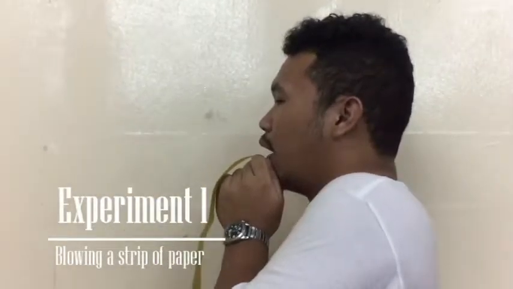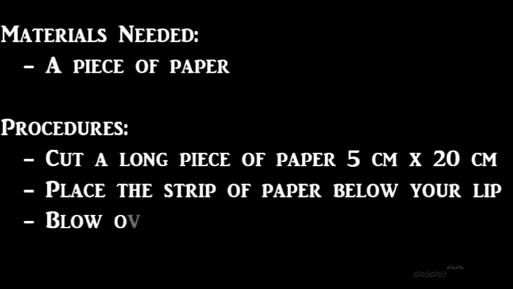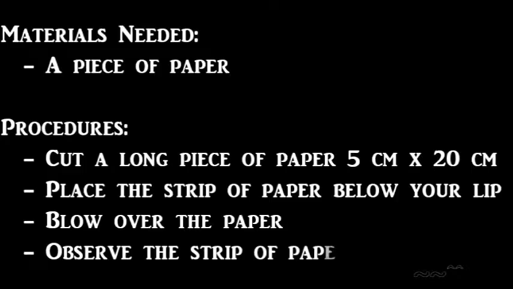Experiment 1. Blowing a strip of paper. Materials needed: 1 piece of paper. Procedures. Number 1. Cut a long strip of paper about 5 centimeters by 20 centimeters. Number 2. Place the strip of paper below your lip. 3. Blow over the paper. 4. Observe what happens to the strip of paper.